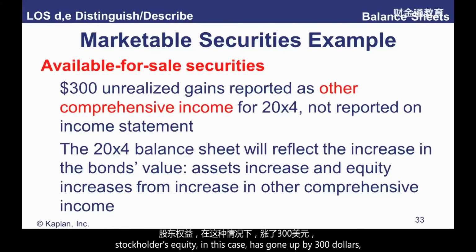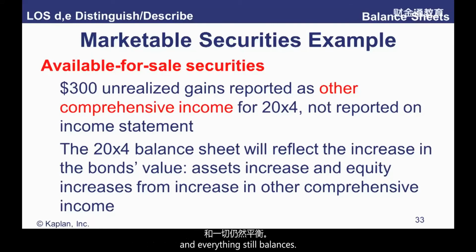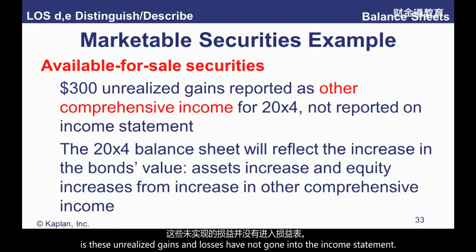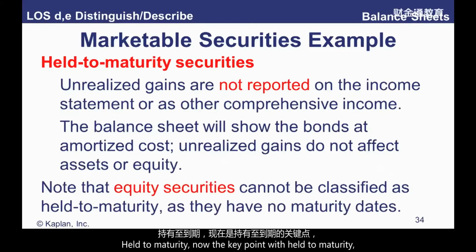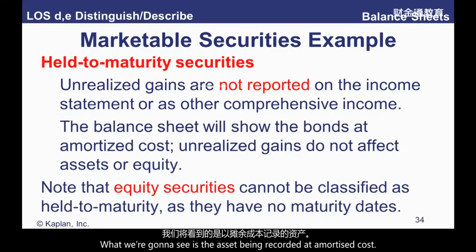Stockholders' equity, in this case, has gone up by $300, and everything still balances. The key point to note, though, is those unrealized gains and losses have not gone into the income statement. Held to maturity. Now, the key point with held to maturity is fair value is not being represented on the balance sheet. What we're going to see is the asset being recorded at amortized cost.